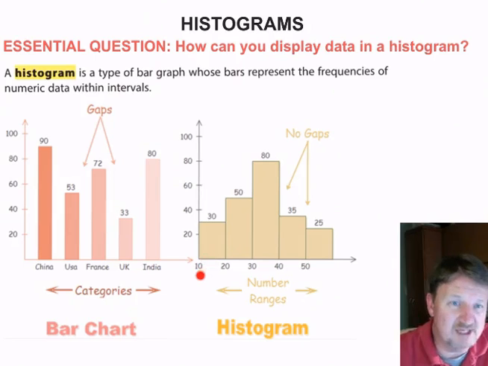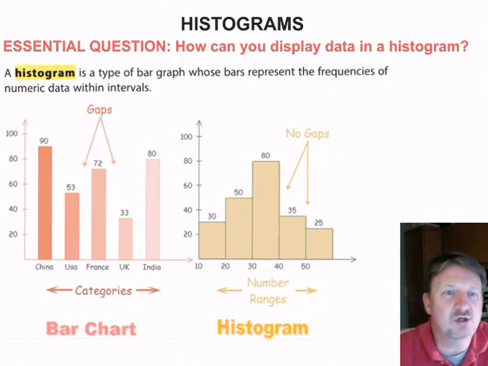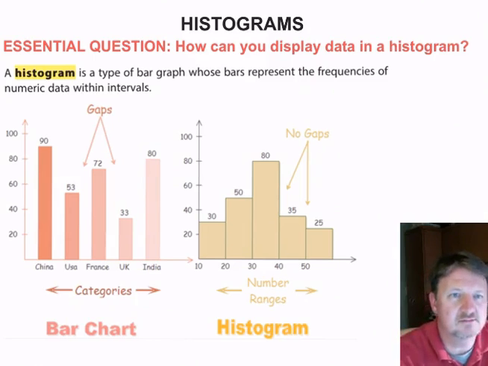It wasn't 10 degrees, it wasn't 20 degrees, it wasn't 15. It was somewhere between 10 and 20 degrees. And then somewhere between 20 and 30 degrees happened 50 times. Somewhere between 30 and 40 degrees happened 80 times. So that's the difference between a bar chart and a histogram.